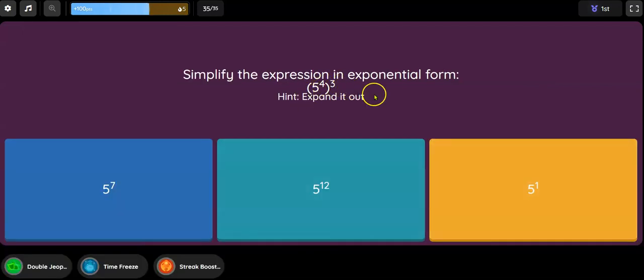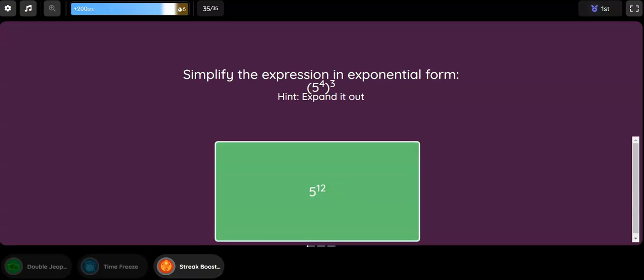5 to the 4th raised to the 3rd power. Since this exponent is touching parentheses, you distribute or multiply. 4 times 3 is 12.